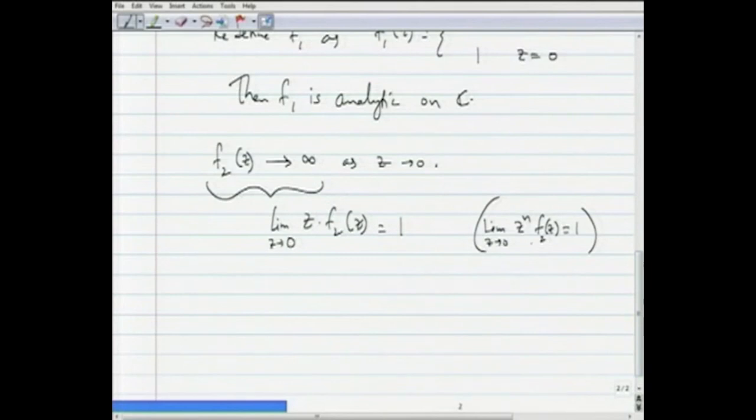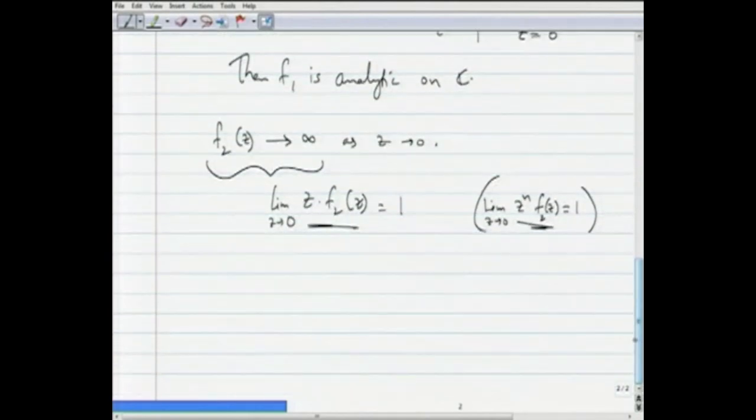So f2 is said to have a pole at the singularity 0. The singularity 0 of f2 is said to be a pole. And then we will define something called the order of the pole, that integer n here, or 1 in this case. We will call that the order of the pole. We will define that more concretely, and that is another kind of singularity.